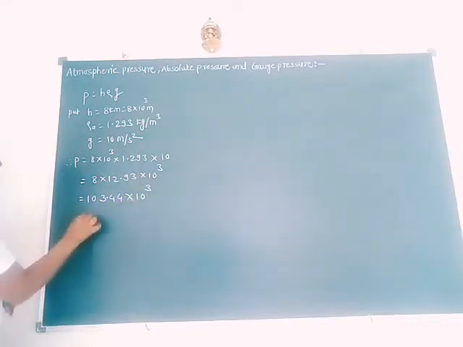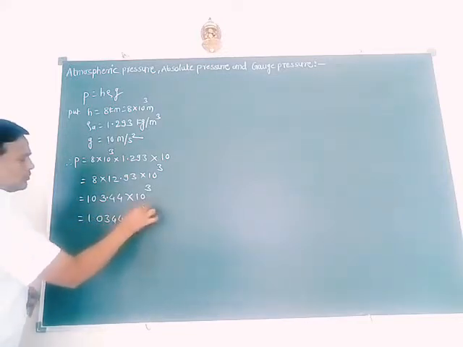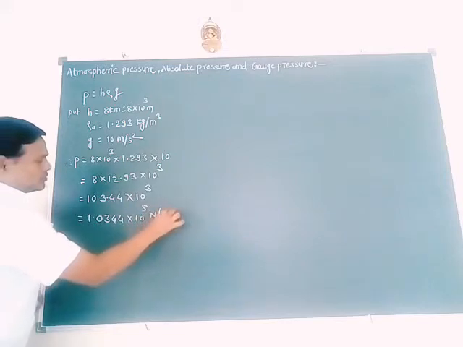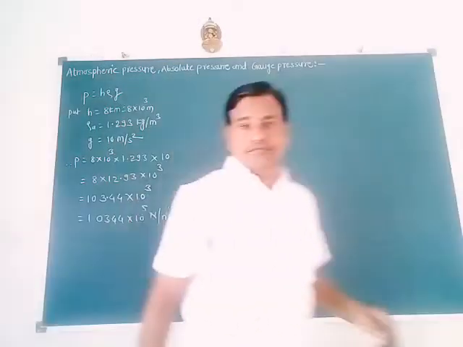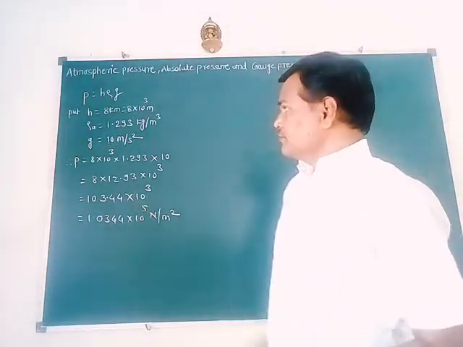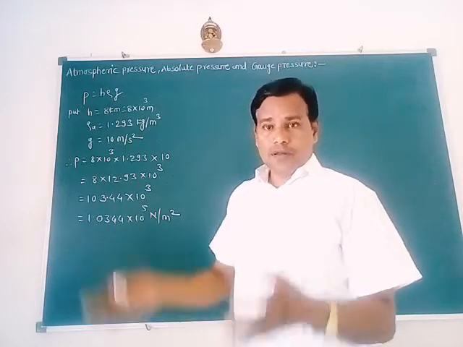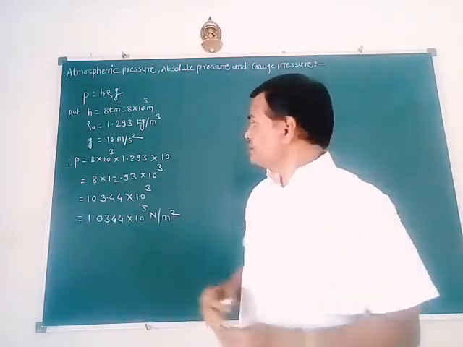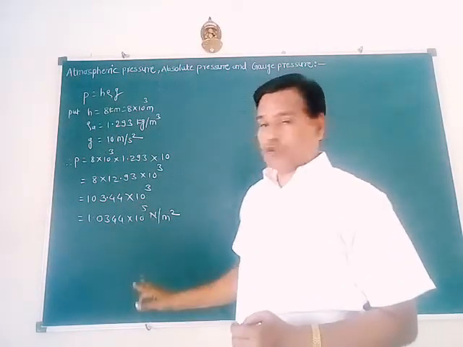So you can write this as 1.0344 into 10 to the power of 5 Newton per meter square. So this is the actual value of atmospheric pressure, using the given or available data, that height of air column is considered to be 8 km, and that produces atmospheric pressure, rho is density, and this is the actual value of this atmospheric pressure.